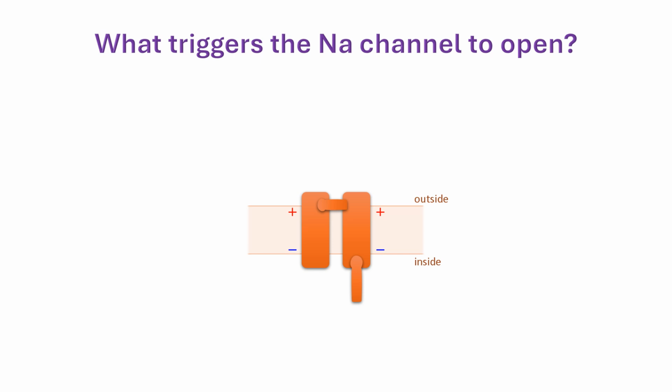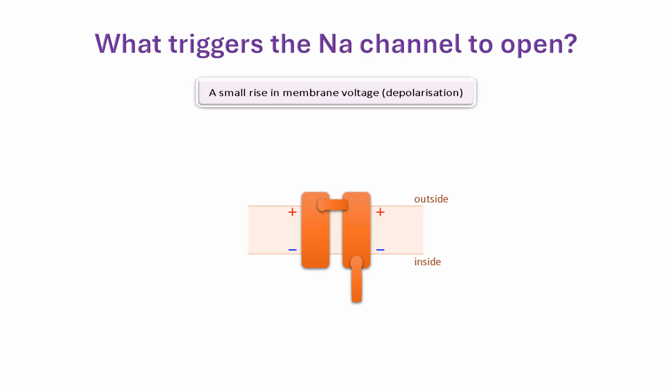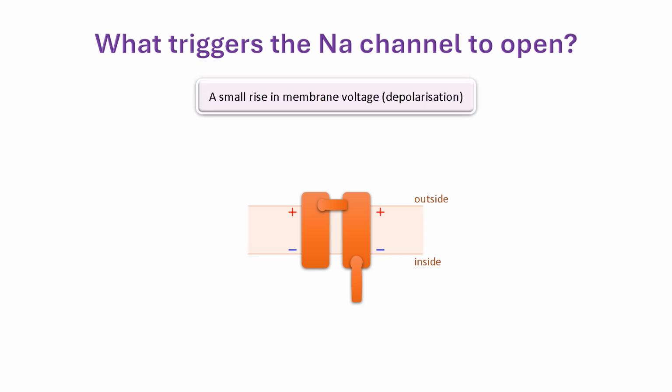What triggers sodium channels to open and start an action potential? They open in response to a small depolarisation of the membrane. But why? When the cell is at rest, it has a negative membrane potential, around -80 to -90 millivolts in neurons. In other words, the inner surface of the membrane is more negatively charged than the outside.